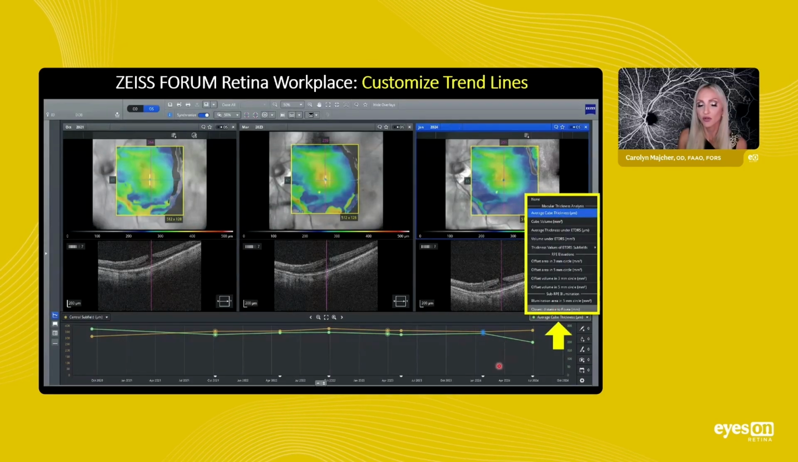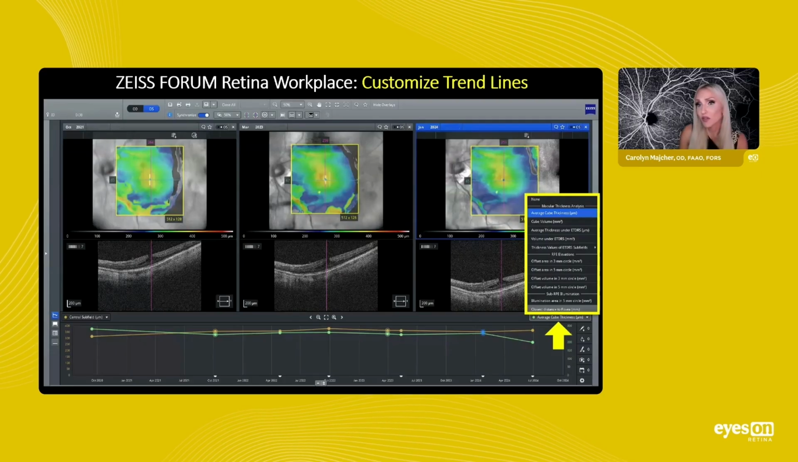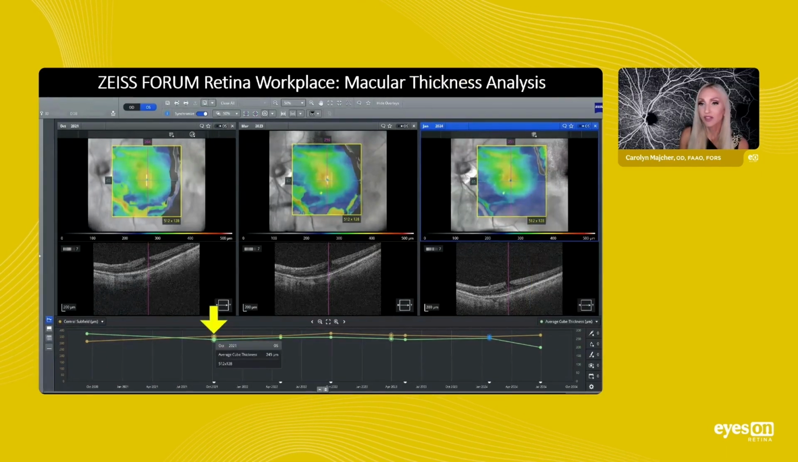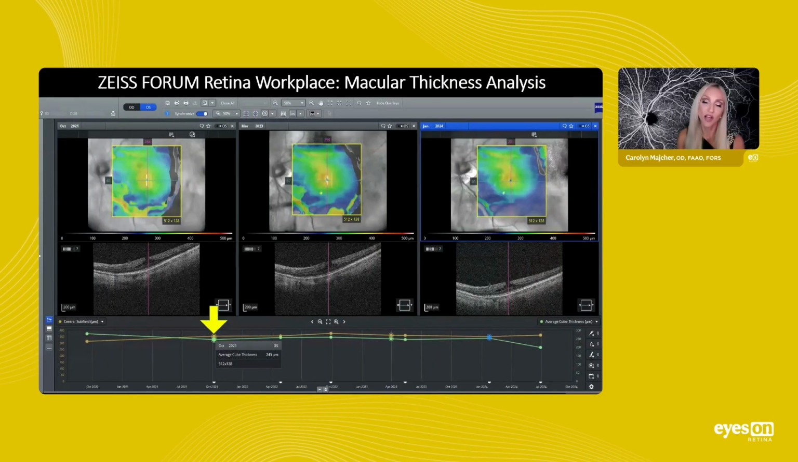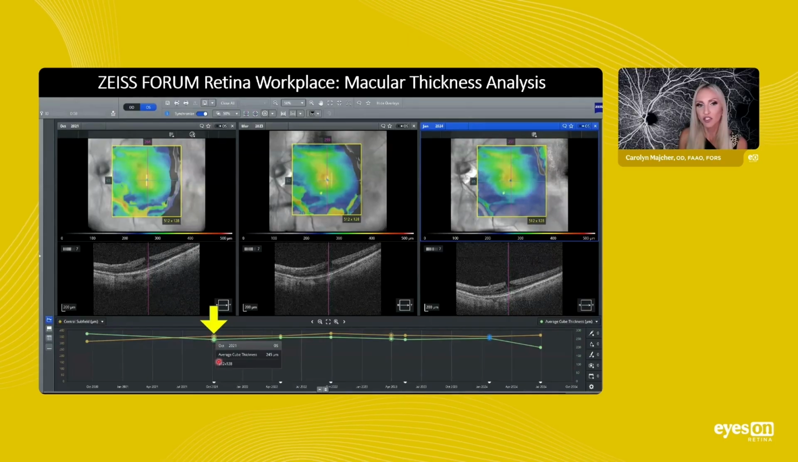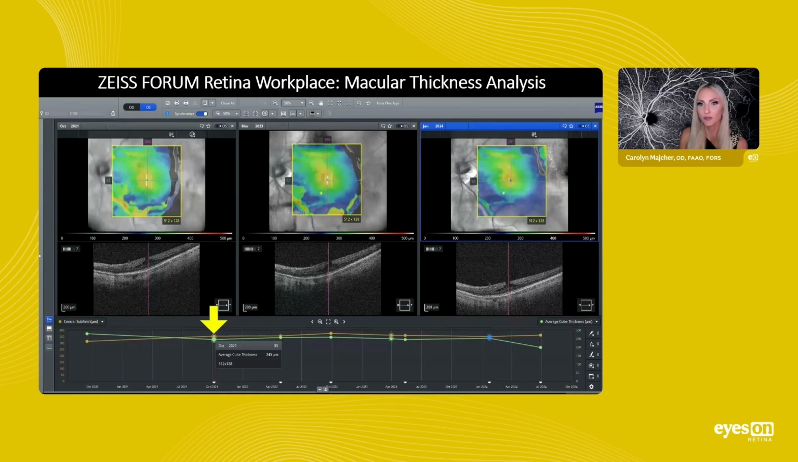So in our macular thickness analysis workplace here, I'm able again to customize what I want to visualize on these particular trend lines. For this patient, I'm just looking at the average cube thickness as well as the central subfield thickness here in orange. What else is nice, if you want to see a particular value on a specific visit date, you can just click on that region and see the exact value of the average cube thickness on that particular day or examination.